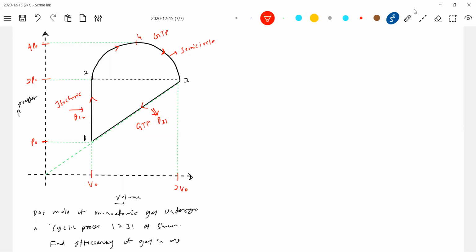What about the semicircle path here? Work done, positive or negative? Work done, positive. Volume increases. Temperature increases or decreases? That we have to verify. Yes, temperature will increase. So heat will be absorbed.